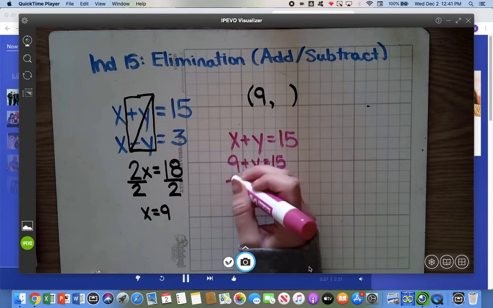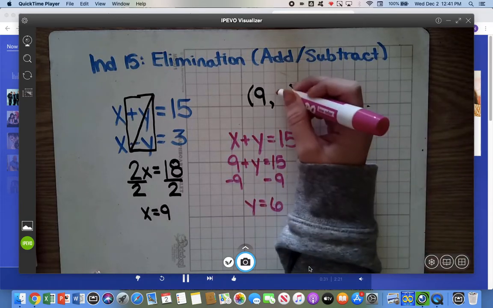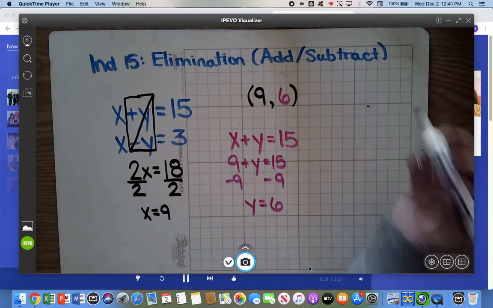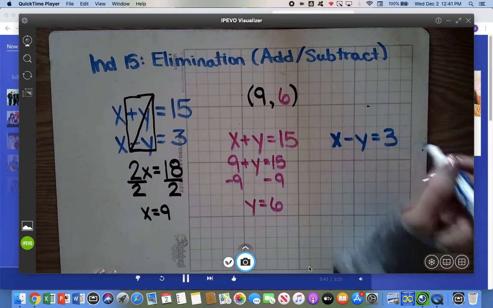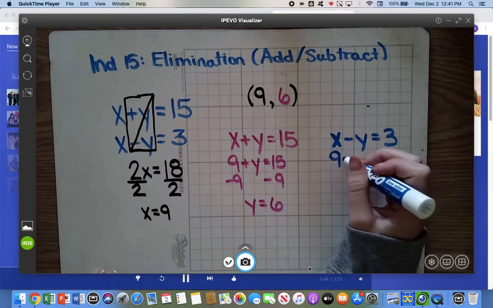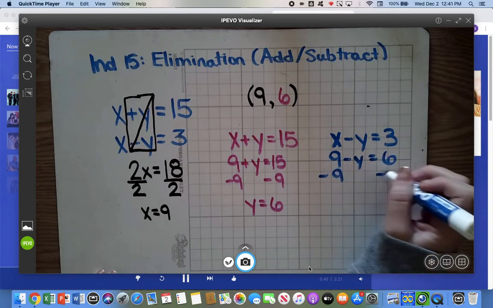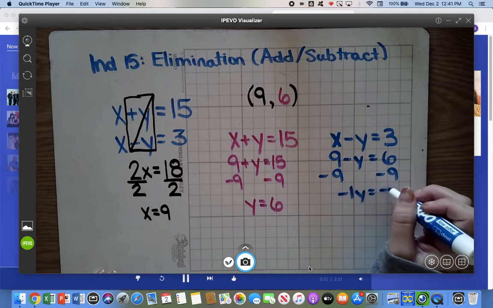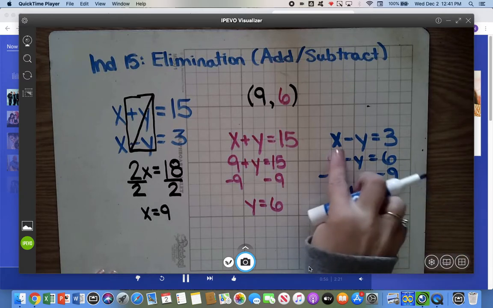And then subtract my 9 over, and I get y is 6, which is what we said it was going to be earlier. But I just wanted you to see that. Now, if you had chosen the second equation as your choice to plug in numbers, you would have plugged in a 9, minus y equals 3, subtract your 9, and you get negative 1y equals, what did I mess up? Oh, because it's a 6.